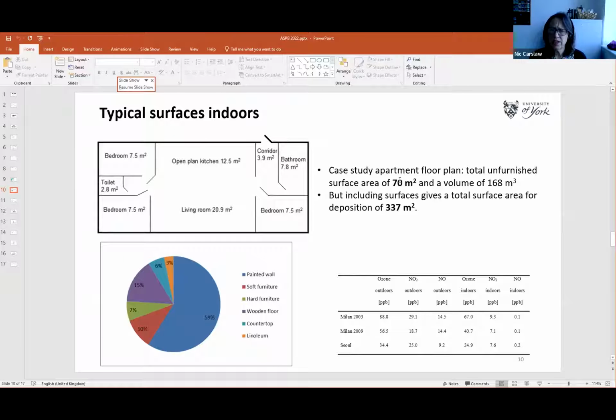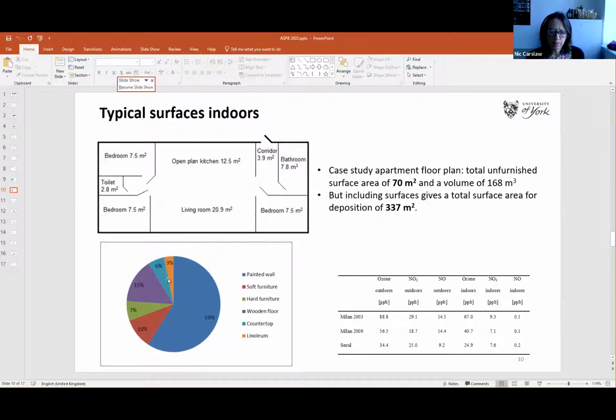So one interesting thing here is this typical one floor apartment. If you look at the unfurnished surface area, it's about 70 square meters. But by the time you've added in all of the surfaces in that space, you actually get 4 or 5 times more surface. So this is a really big difference between indoors and outdoors: the surface area is much more important. So the surface area to volume ratio is much higher.